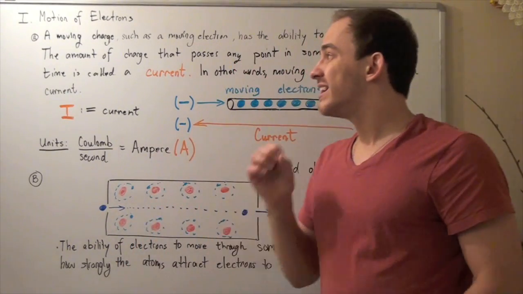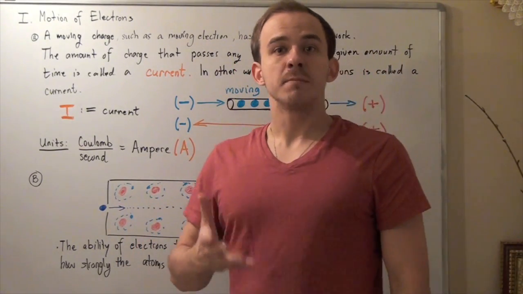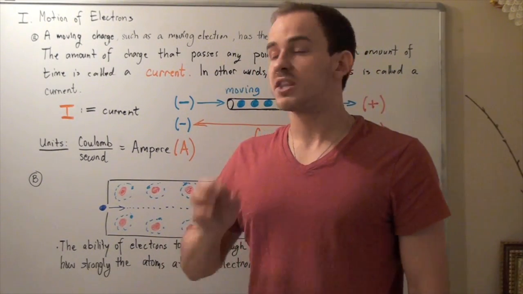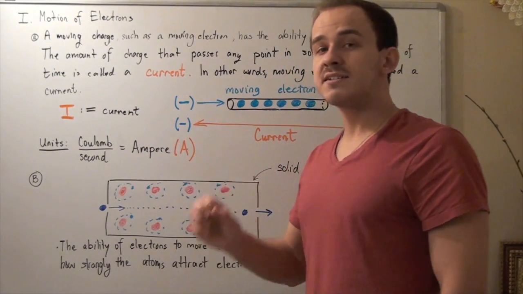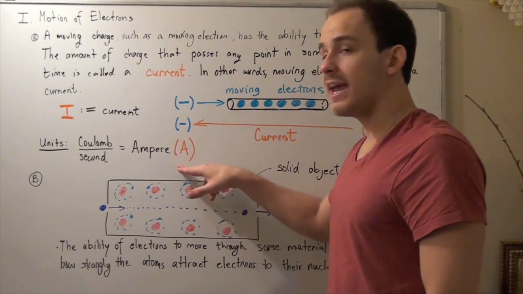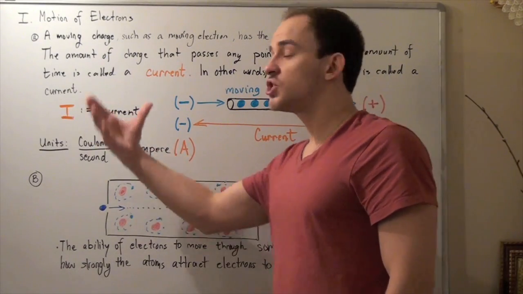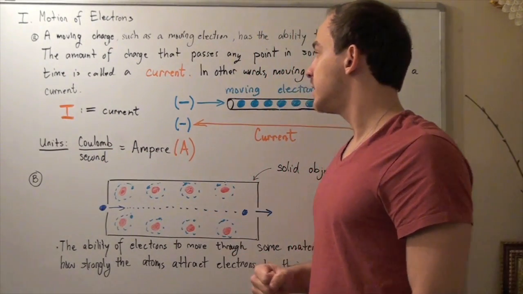Now, whenever electrons move per some given amount of time, that's called current. And current is represented with the capital letter I. It has the unit amperes or A. Now, amperes are simply coulomb per second, so charge per some given amount of time.